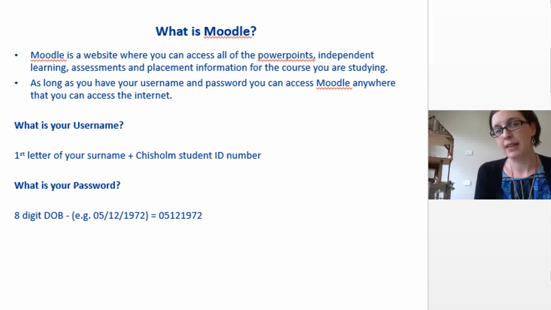So your username for Moodle is the first letter of your surname plus your student ID, which you'll obviously need to get when you enrol, and your password is your 8-digit date of birth. So I've given you an example on that slide.